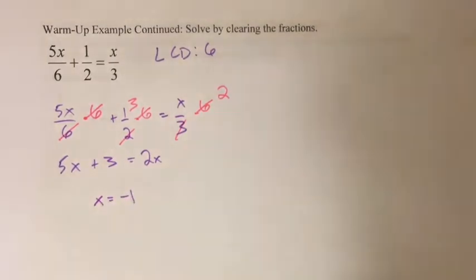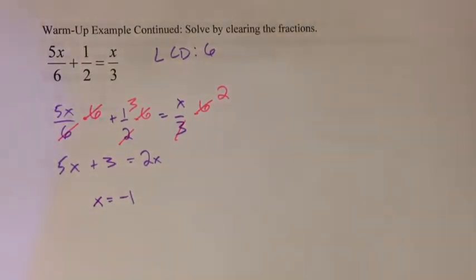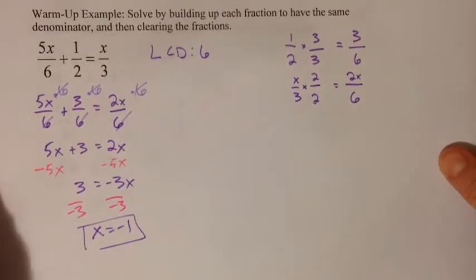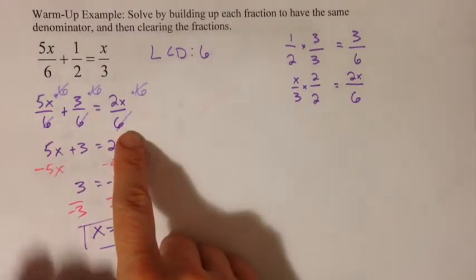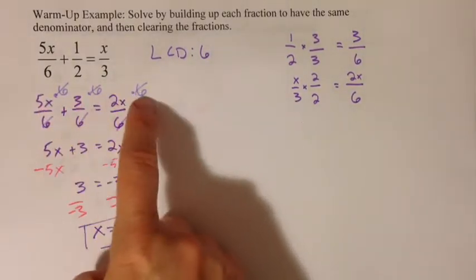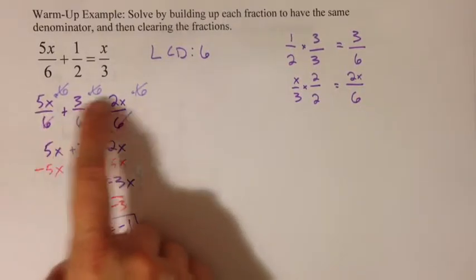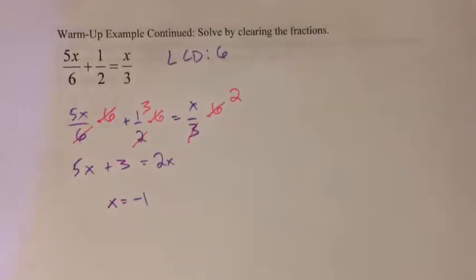X equals negative 1. The point of this little exercise was to show you that there are at least 2 ways to think about clearing the fraction. In the first method, we started by building everything up so that it had the same denominator. And then when we multiplied through by that denominator, everything canceled in the same way, so we were left with just the numerators and an equation. In this example, the second time, we went straight to multiplying through by the least common denominator, and then we had to be a little bit more careful about the way that the fractions canceled.